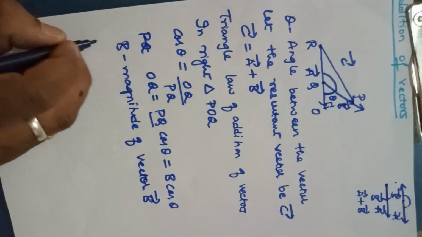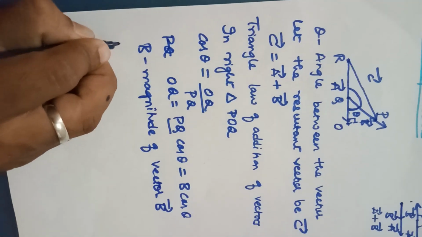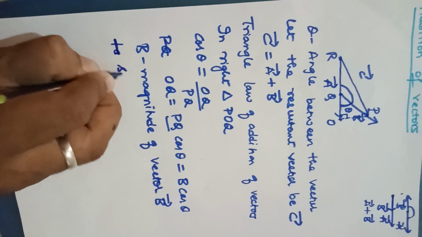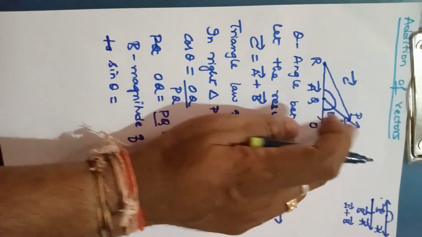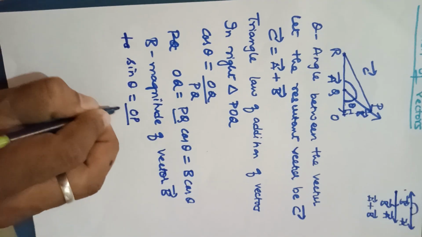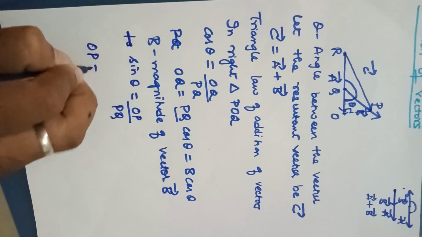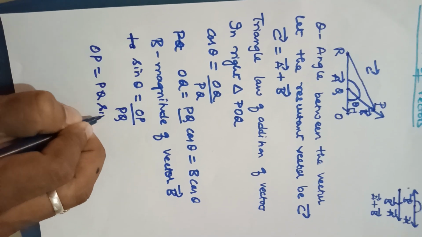Now let's take, in the same right angle triangle, what is sin theta. Sin theta is opposite by hypotenuse. So what is opposite here? It is OP by hypotenuse PQ. So what is OP here? OP will be equal to PQ sin theta.